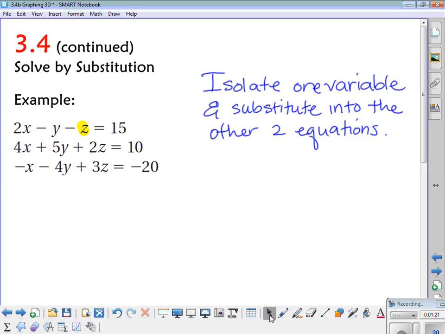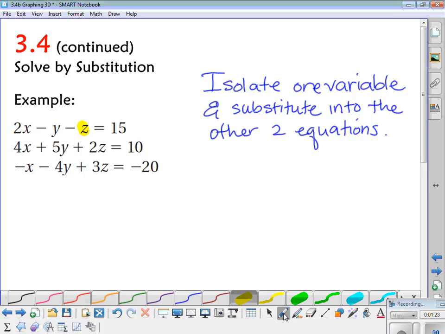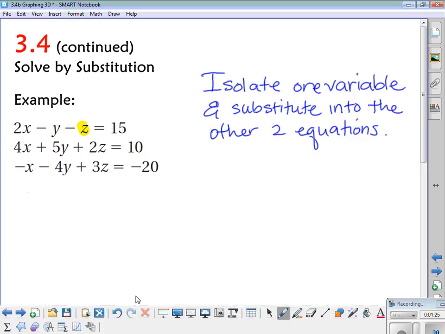So if I isolate the z, I end up getting that z is equal to 2x minus y minus 15. Basically, I just added the z to both sides and then subtracted the 15. So now I have to take that expression, that 2x minus y minus 15, and I'm going to put it in place of these other two z's.